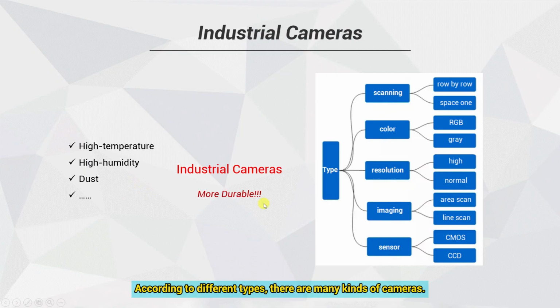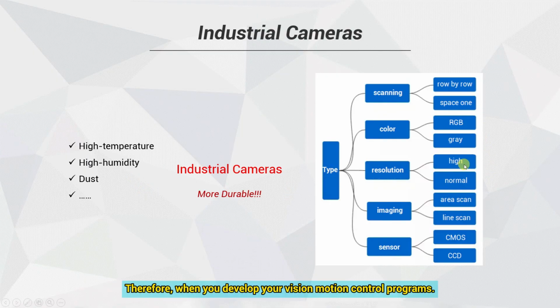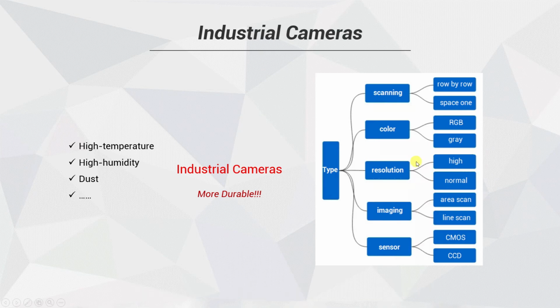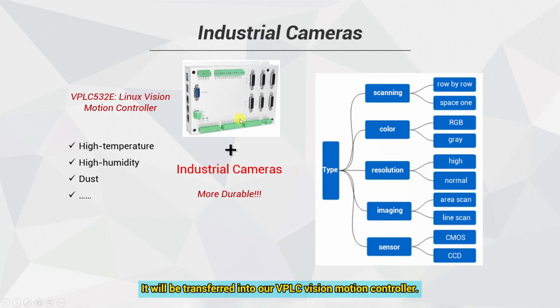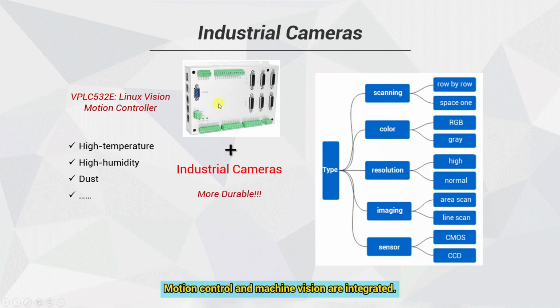According to different types, there are many kinds of cameras. Therefore, when you develop your vision motion control programs, please select the most suitable industrial camera. When the graphic is collected by the camera, it will be transferred into our VPLC Vision Motion Controller. Take the example VPLC 532E for you. VPLC 532E supports Linux system. Motion control and machine vision are integrated.